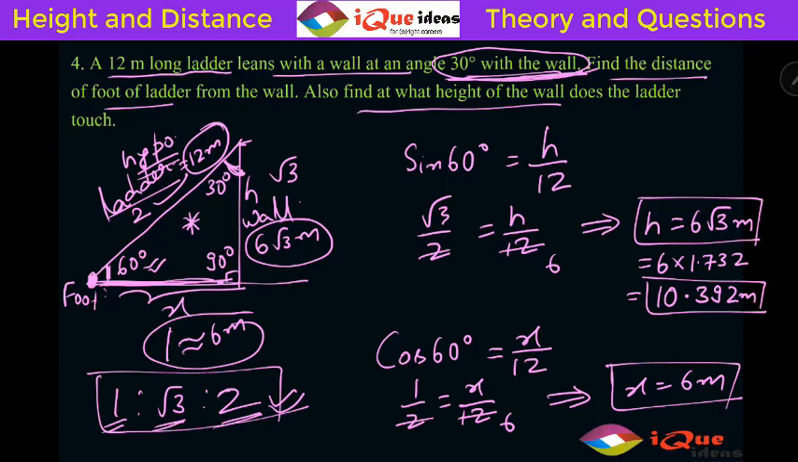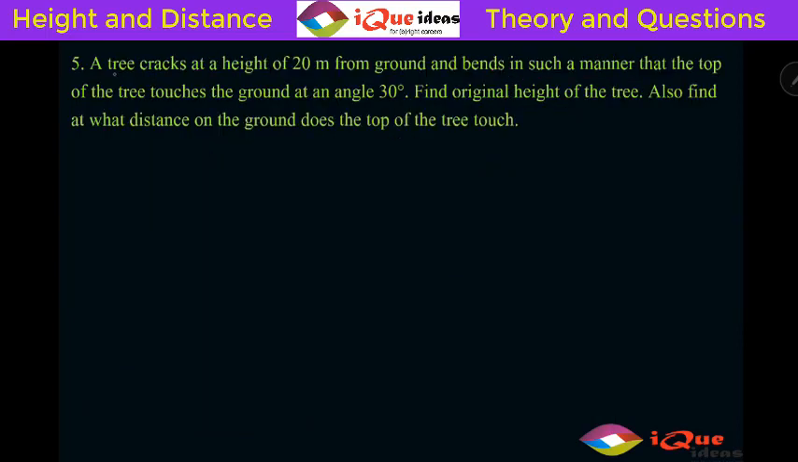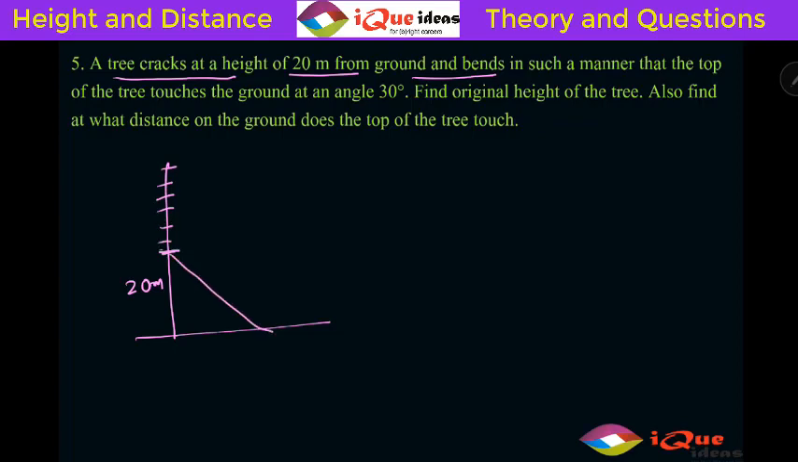Okay. Now let's take up the next question. This is a very interesting question. A tree cracks at a height of 20 meters from the ground. All right, let's say suppose this was the tree, this is the original height. From the ground at 20 meters, suppose this length is 20 meters. This part of the tree cracks and bends. So whatever was this length comes here now. So suppose this was x, this is also x, right? The tree has bent.